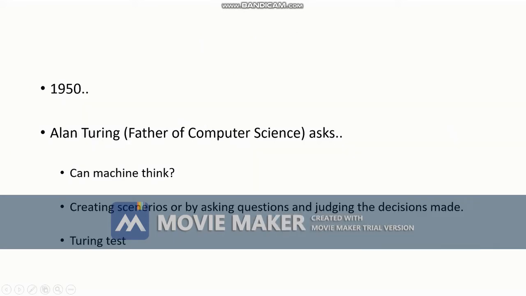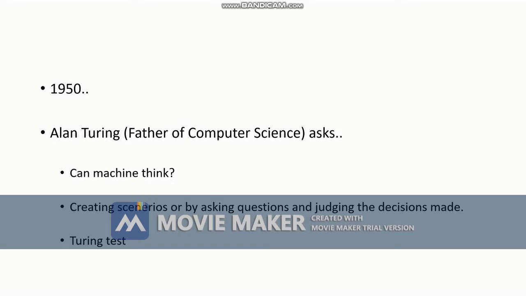So in the 1950s, Alan Turing came up with a philosophy. We all know who Alan Turing is. He is considered to be the father of computer science. In the 1950s, he asked this question: can a machine think? Just imagine, in 1946 we had these huge computers which used to do some simple computations, and at that time itself, Alan Turing was thinking about the future. He was thinking about whether a machine would be able to think or not. So he had such a great vision.